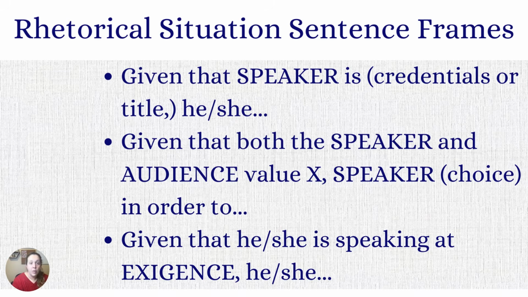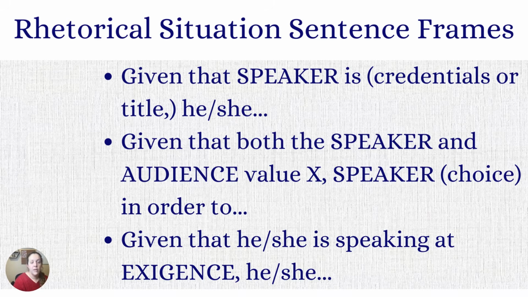So for instance, you could think about who the speaker is and why they are the right person for the speech. So given that speaker is, and then you would say their credentials or their title, and then you tell us what they do. For instance, if they're a president, then perhaps they're trying to reassure the American public, or maybe they're trying to establish credibility. So think about the speaker's credentials and what their role is, because presumably that's going to influence some of the choices that they make. You could also think about the speaker-audience connection. So let's say they both value the same topic. You could say, given that speaker and audience value blank, the speaker, and then you tell us the choice that they make.